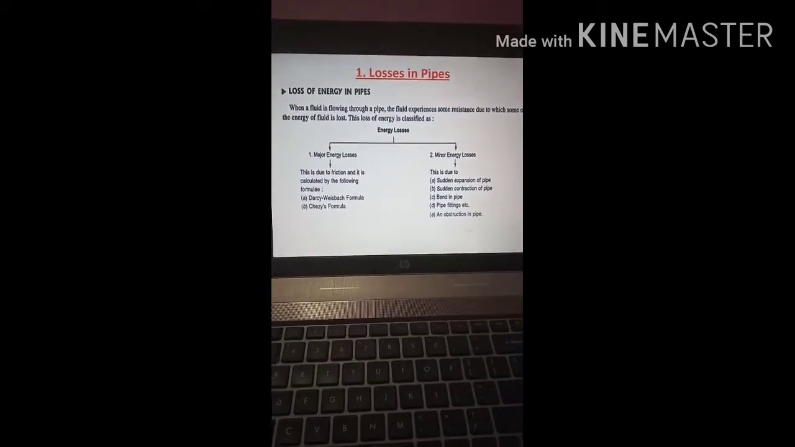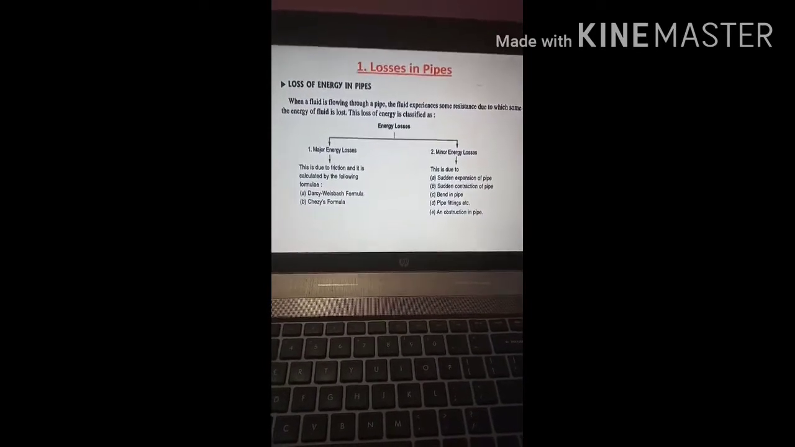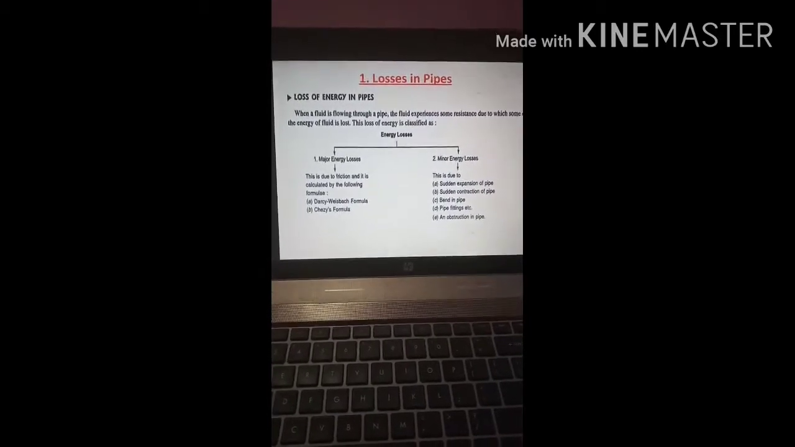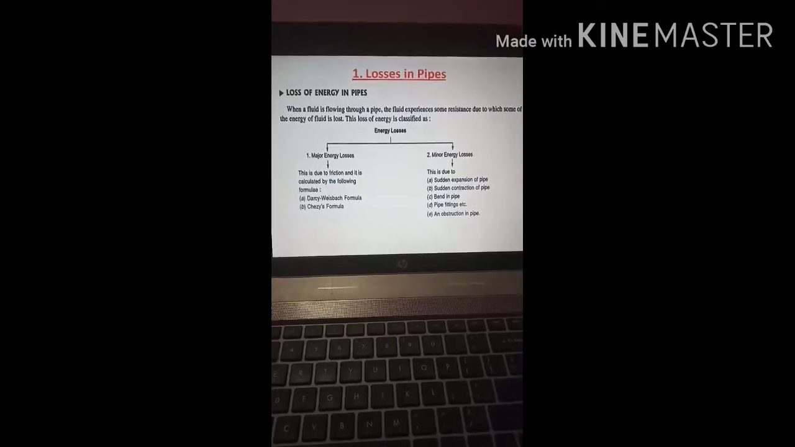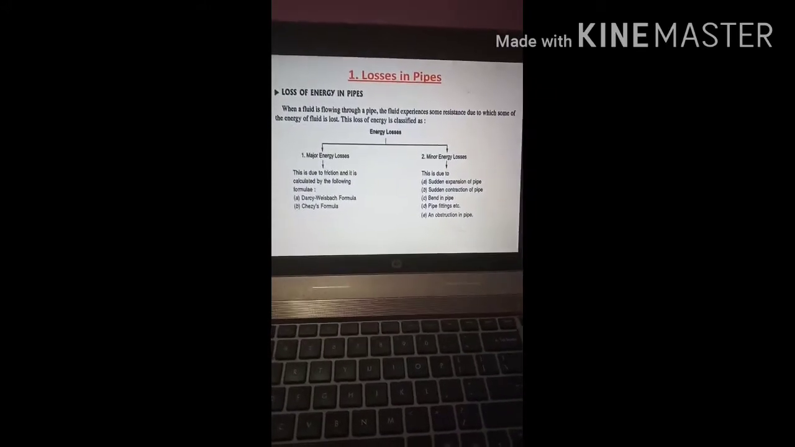So let us come to the first part of this unit. I have divided this complete unit into three sections. So out of that, first section, that is losses in pipes, that we'll see now.